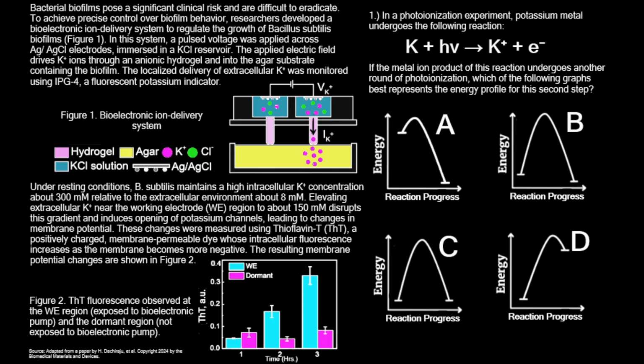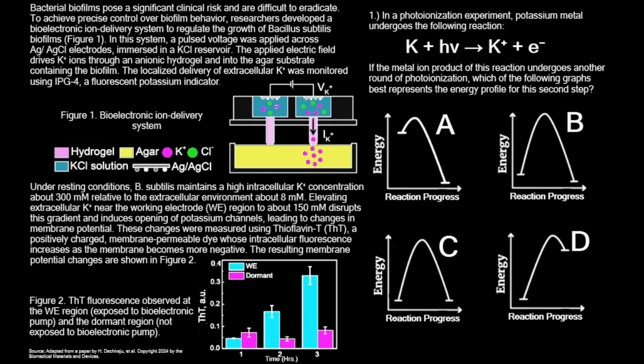In this system, a pulse voltage was applied across AgCl electrodes immersed in a KCl reservoir. The applied electric field drives K plus ions through an anionic hydrogel and into the agar substrate containing the biofilm. The localized delivery of extracellular K plus was monitored using IPG4, which is a fluorescent potassium indicator. Here's figure number 1. It says bioelectronic ion delivery system.